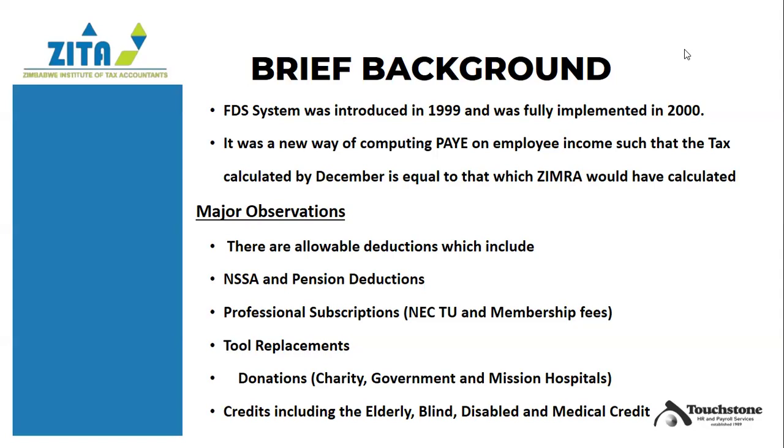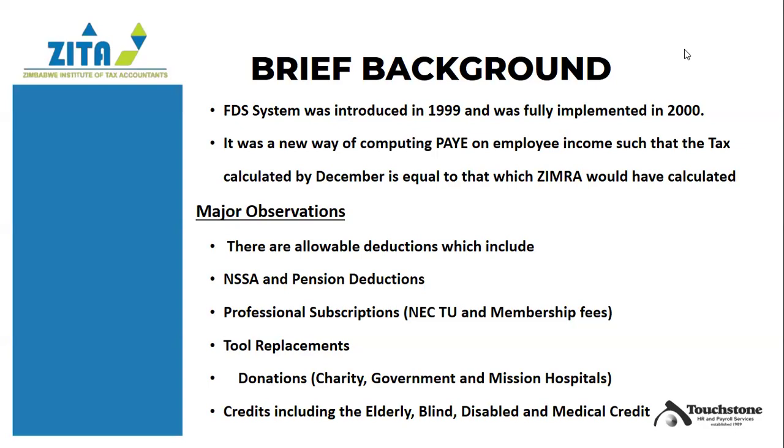Now, if you look at the allowable deductions that were brought in, you'll find that these allowable deductions were deducted from an employee's gross tax. In fact, we deduct them from an employee's gross tax. So when you're calculating your tax, the first port of call is to come up with an employee's gross income. Once you have calculated an employee's gross income, you can then deduct these allowable deductions.